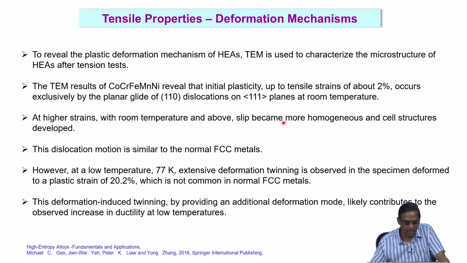At higher strains, at room temperature and above, slip becomes more homogeneous and cell structures develop. Okay, so the moment you say cell structures develop, that means you are facilitating the defect motion in 3 dimensions. Otherwise, cell structures will not form. Okay, the moment you see a cell structure, that means your deformation is homogeneous. It is not like a planar slip activity which restricts the defect motions everywhere.